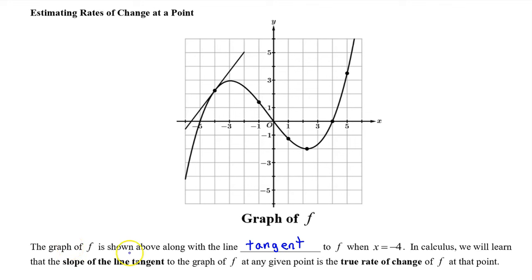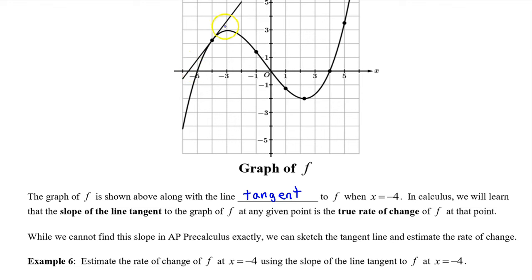The graph of f is shown along with the line tangent to f when x is equal to -4. In calculus, we will learn that the slope of the line tangent to the graph of f at any given point is the true rate of change of f at that point. In other words, in calculus, we say that the instantaneous rate of change at a point is the slope of the curve at the point.